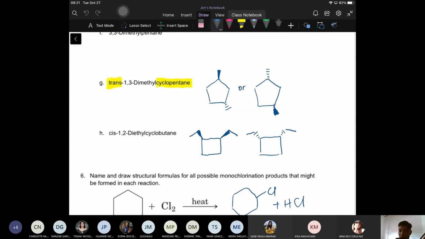Ayun, so magfa-follow lang sila ng London dispersion forces, no? So we'll just follow the London dispersion forces na intermolecular force. According to London dispersion forces, the higher the number of electrons, the higher the boiling point, the higher the melting point, no? So as your alkane chain grows longer, ibig sabihin nun, mas mataas yung kanyang boiling point and melting point. So yun lang.